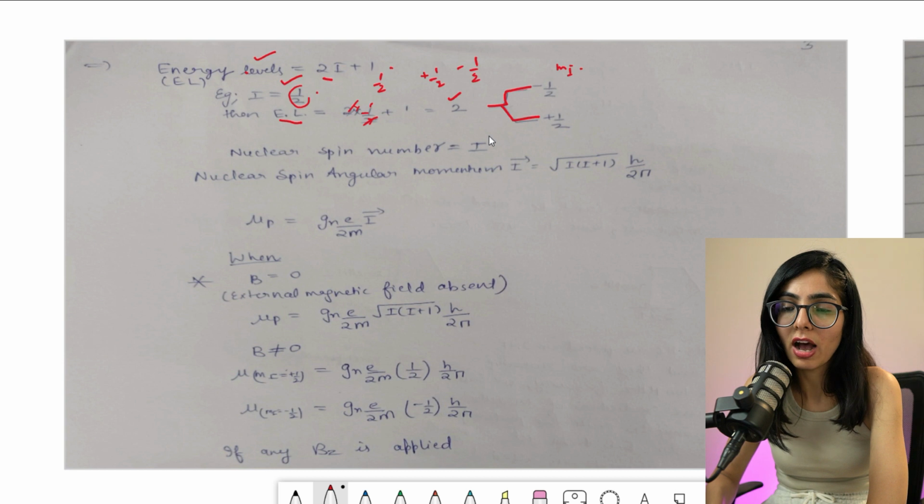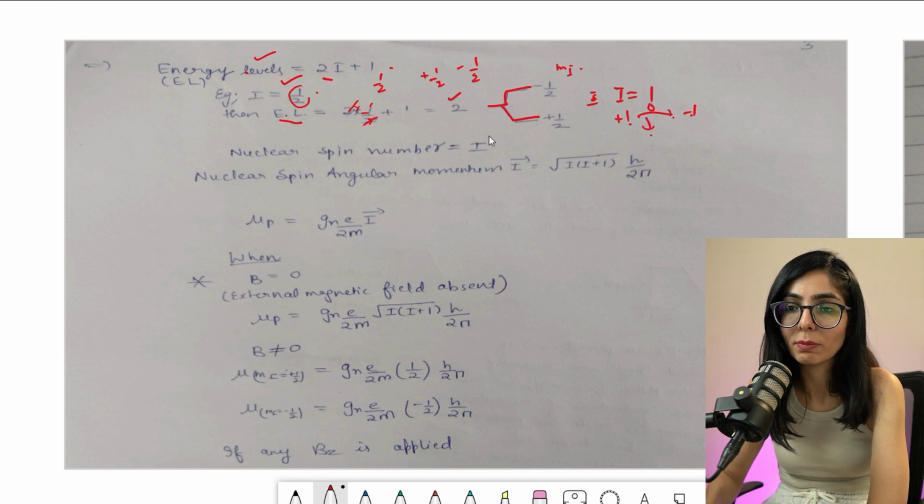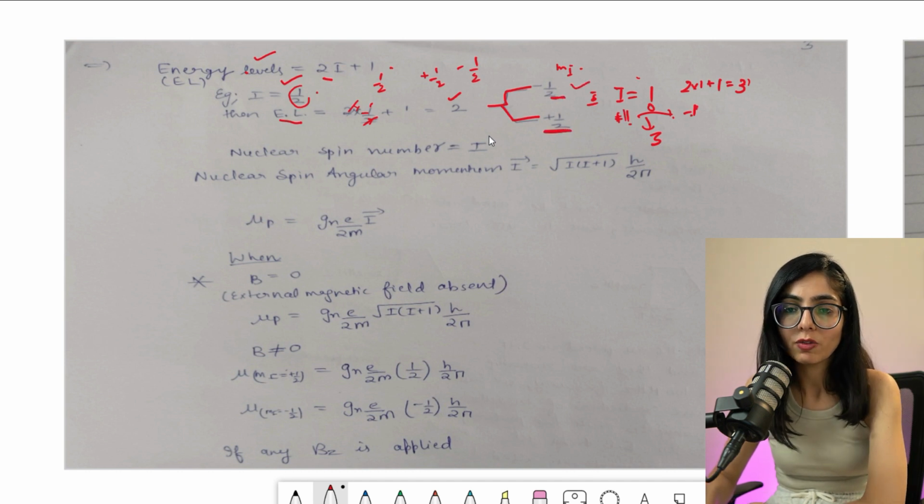If it is half, and suppose it had been I equal to 1, then it would range from plus 1 to minus 1. That is plus 1, 0, minus 1. It would have 3 energy levels. You can put it in the formula, that is 2 into 1 plus 1, that would be 3, and those 3 will be denoted like this: plus 1, 0, minus 1, the way it has been represented over here, plus half and minus half.